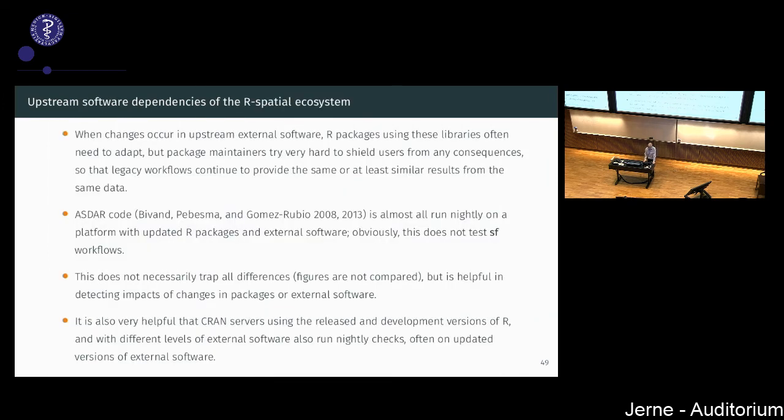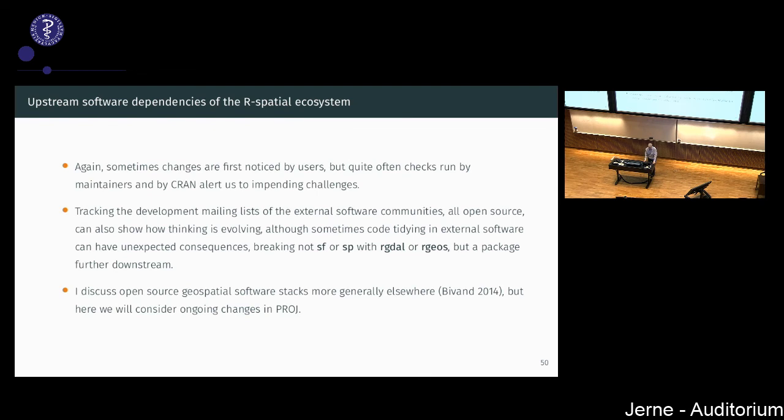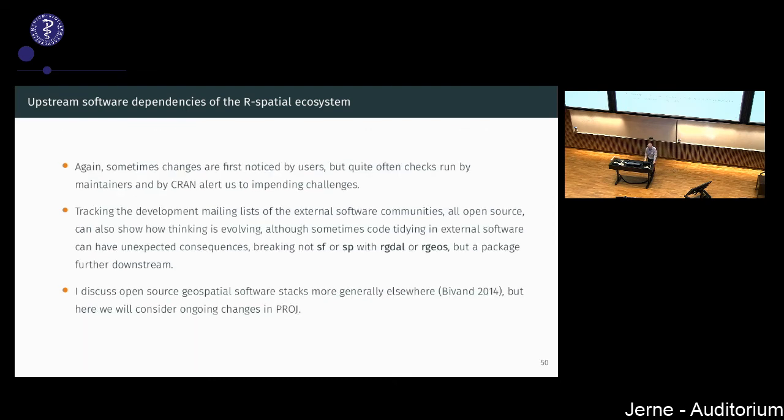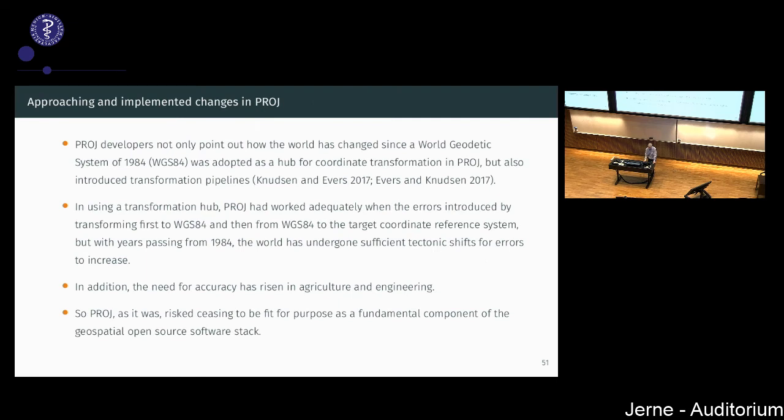So changes occur in the upstream external software, and so the R packages need to adapt, and sometimes the changes which occur are breaking. So I run the code from our book nightly for both editions, so we know when something has gone badly wrong, because we can't rerun things that we wrote 15 years ago. And sometimes the changes are caught on CRAN because the CRAN team run checks on all of the other packages, and they also catch things which change when upstream changes happen.